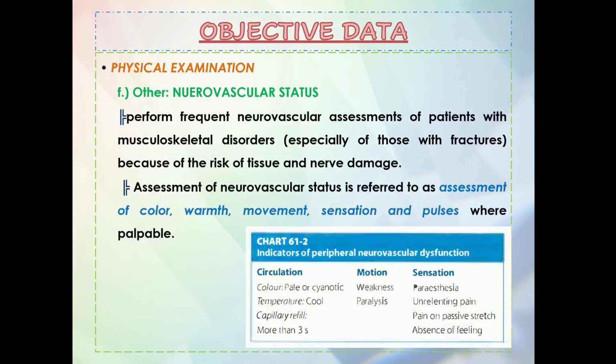So, when we say assessment of the neurovascular status, we refer to an assessment of the color, warmth, movement, sensation, and pulses if palpable. Kung anong mang body part yun. So these are the indicators of peripheral neurovascular dysfunction. Ibig sabihin, ito yung mga indicators na may problema tayo sa neurovascular ni pasyente. For example, in circulation, if the color is pale or cyanotic, if the temperature is cool, capillary refill is more than 3 seconds, so you have to be wary na. Okay, you have to be alerted na kapag ganito yung situation.